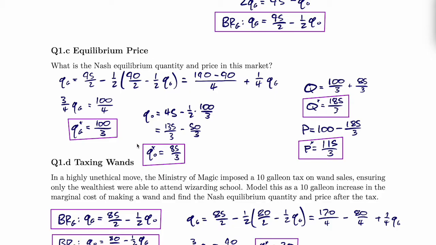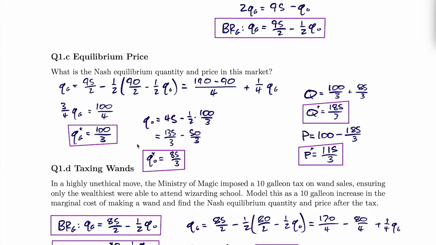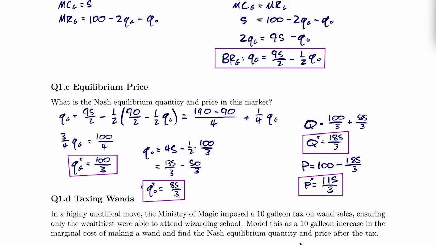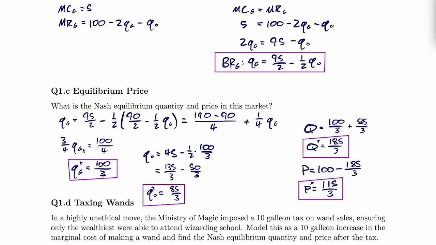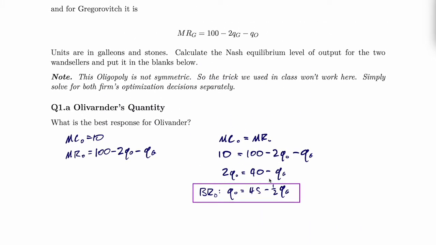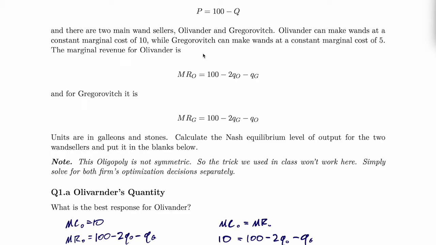And you can see here, because their marginal costs are not identical, the solution to their firm's problems will also not be identical. And the direction is what we might have predicted at the beginning, that Grigorovich will produce more than Ollivander, because Ollivander has a higher marginal cost. Ollivander has a marginal cost of 10, and Grigorovich has a marginal cost of 5. So just looking at this, one might go into this question expecting Ollivander to make less because his costs are higher.